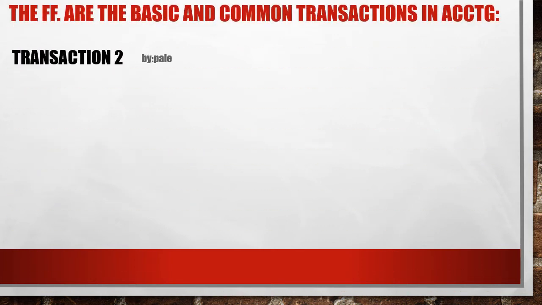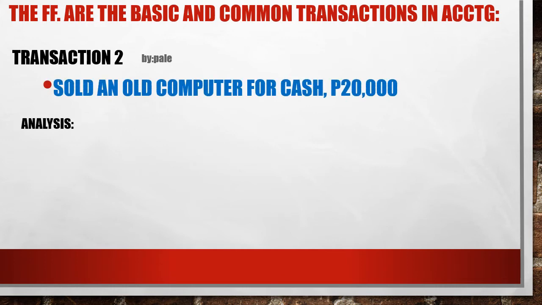So, another transaction, number 2. Sold an old computer for cash, 20,000. So, namaligya daw ta sa tong computer. What we purchased, probably we have already an existing computer, then we want to sell it. We want to dispose it. So, what did we receive?